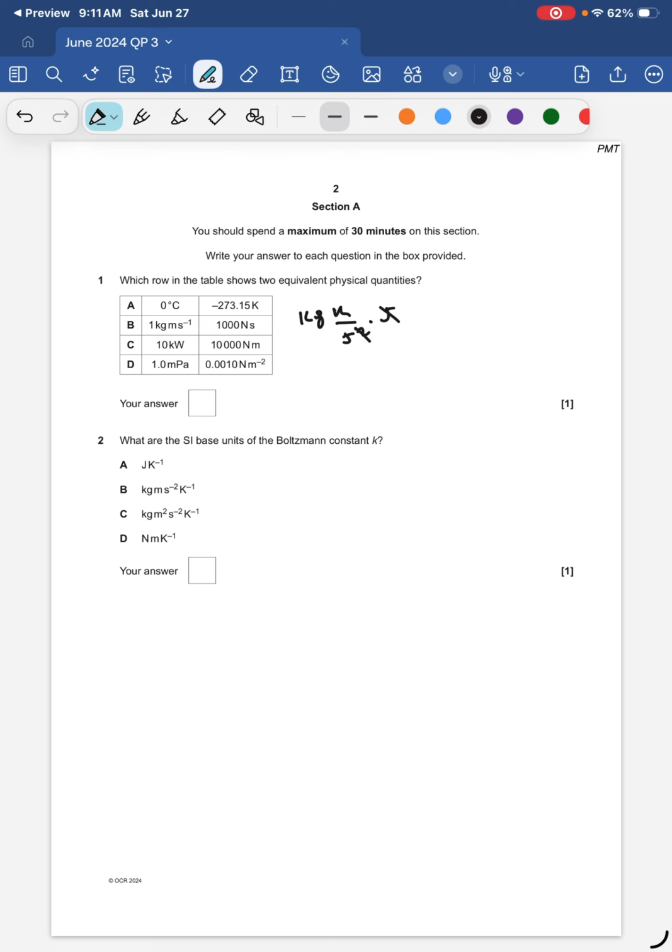Then again, 10,000 watts is okay. First of all, the problem with part C is that you have watts in the left column, and in the right column you have newtons times meters, which is joules, so that's wrong. So this is the only one left, which is correct. Okay, so we would select D, and it's correct because 1 millipascal is 1 times 10 to the negative 3 newtons per meter squared, which can also be written as 0.01 newtons per meter squared. Okay, so with multiple choice, try to also eliminate the wrong answers. Sometimes you can just arrive at the correct answer by eliminating all the wrong answers.